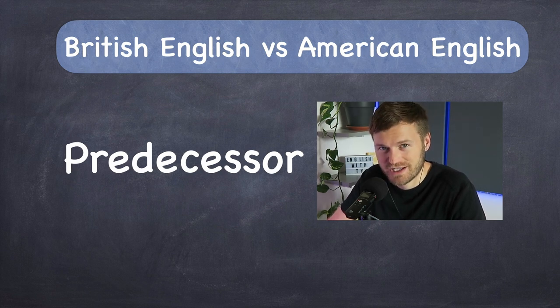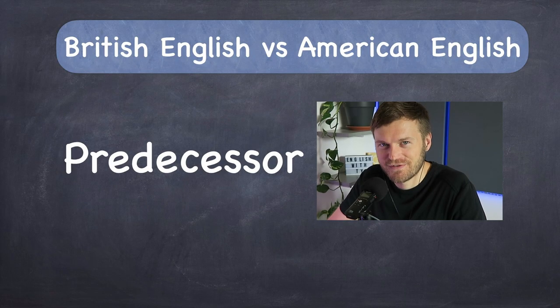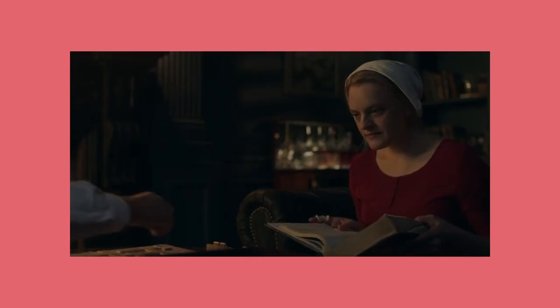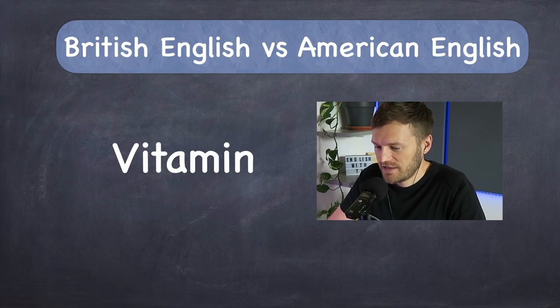Here's an example for you of the British English pronunciation. Mr. Robertson, your predecessor. Here's an example for you of the American English pronunciation. My predecessor. The next word is spelled V-I-T-A-M-I-N.